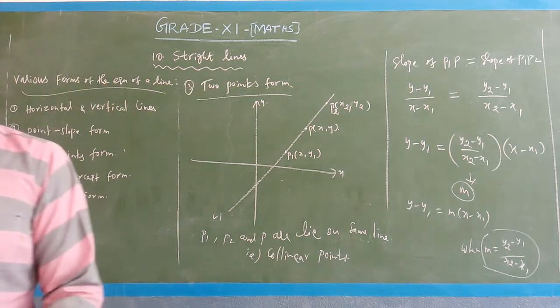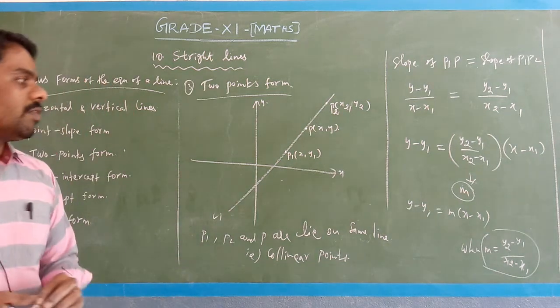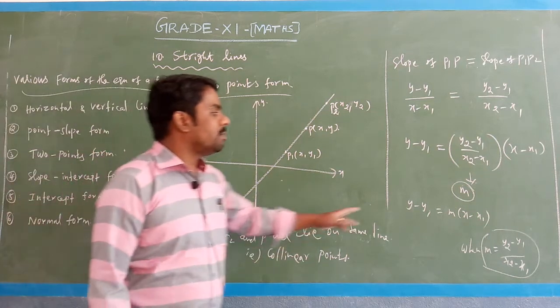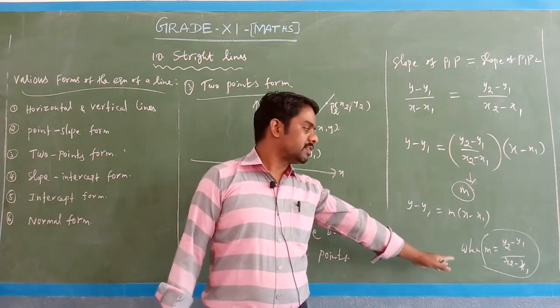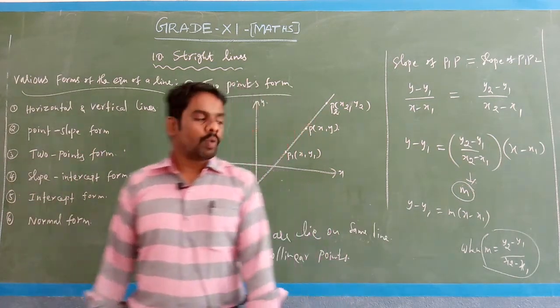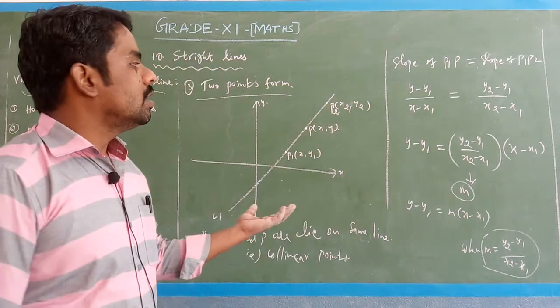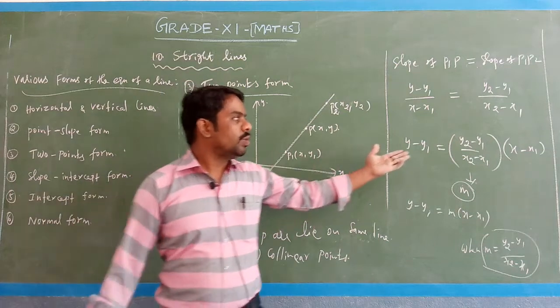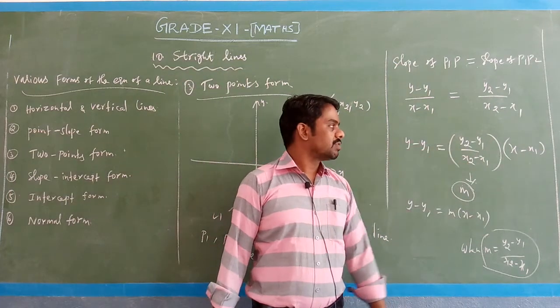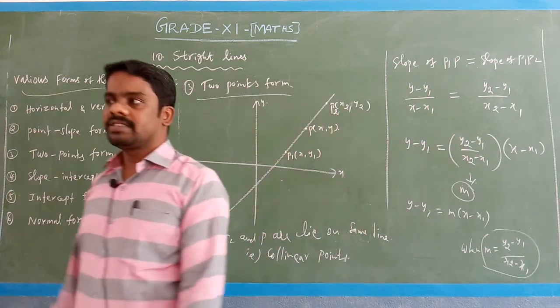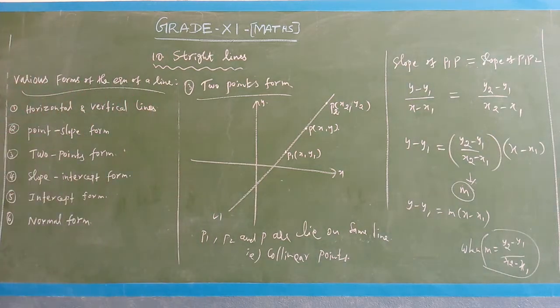So the two-point form of the equation of a line is y minus y1 equals m times x minus x1, where m is y2 minus y1 divided by x2 minus x1, or y minus y1 equals y2 minus y1 divided by x2 minus x1 times x minus x1. Very simple formula. Okay, right.